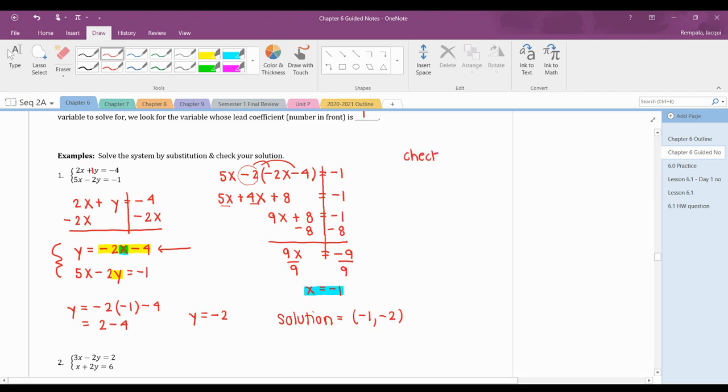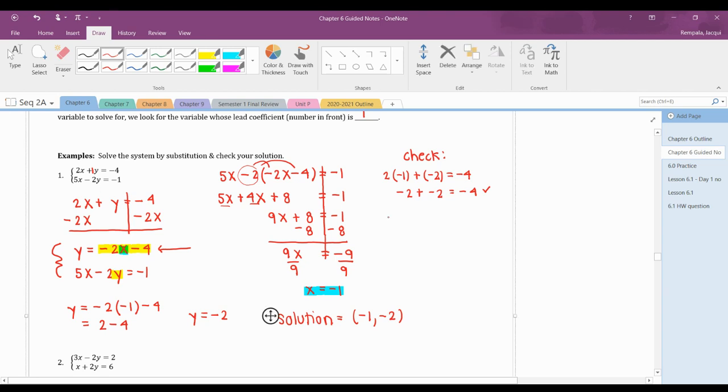So if we check, it doesn't matter if you go back to the original problem or if you go back to the system I have down here where we got that variable by itself. I'm probably just going to go back to the original problem here. So we're going to have 2, and then I'm going to substitute in my x value, which was negative 1, plus my y value, which is negative 2, and I want to know, does that really equal negative 4? So let's double check. 2 times negative 1 is negative 2, plus negative 2. Well, negative 2 plus negative 2, that does get me negative 4, so that checks out.